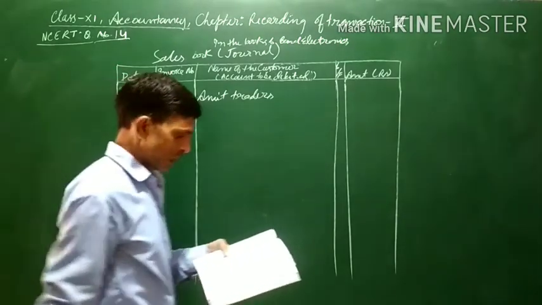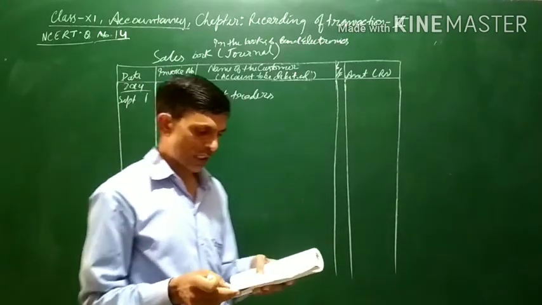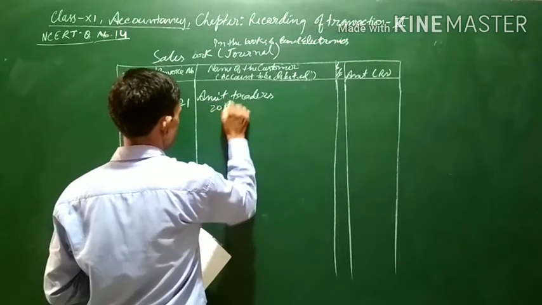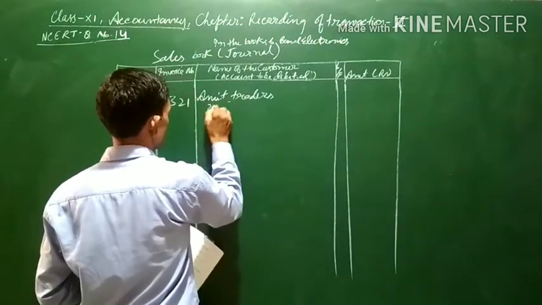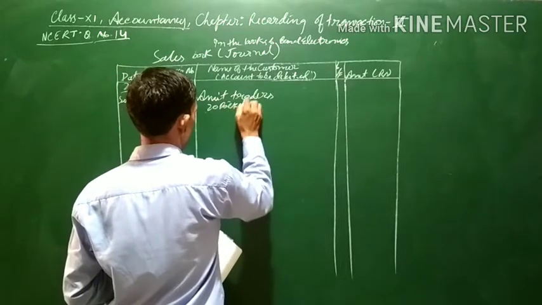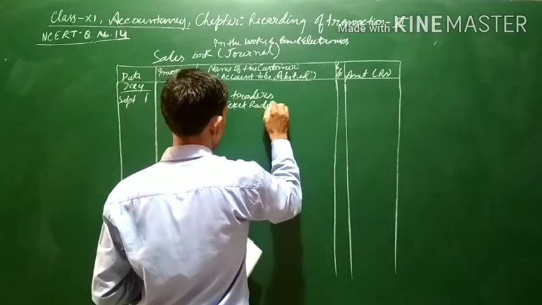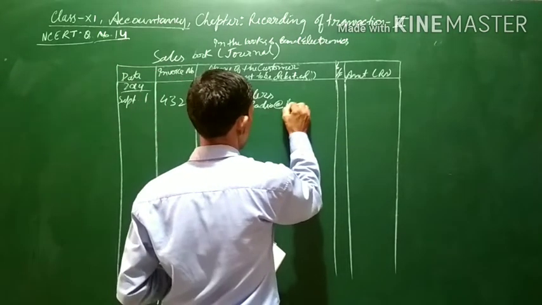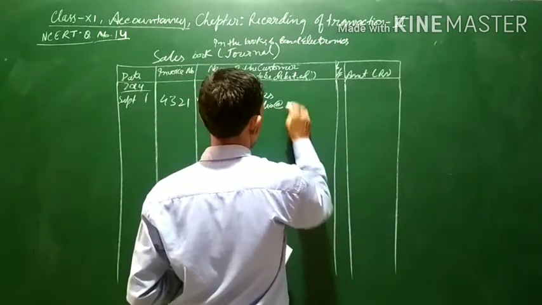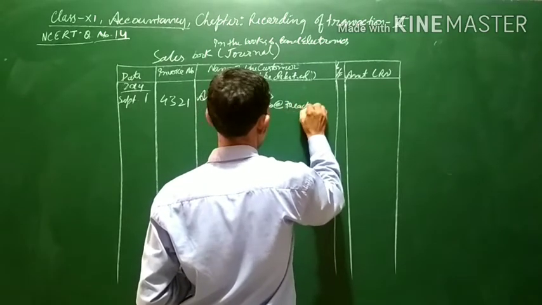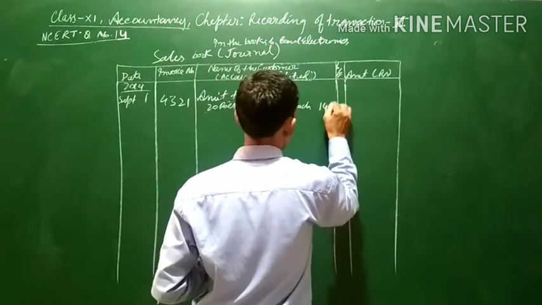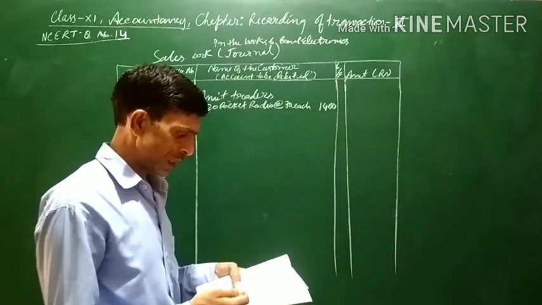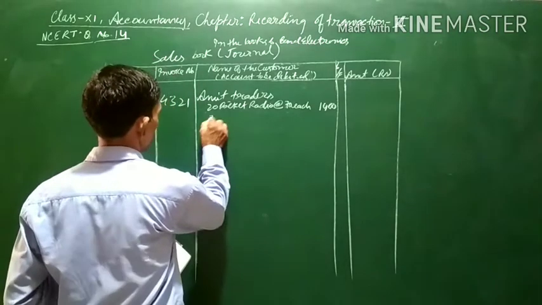4321 is the invoice number, and the things bought are 20 pocket radios at the rate of 70 rupees each. It will come to 1,400.